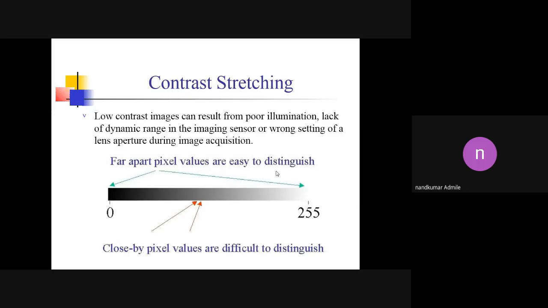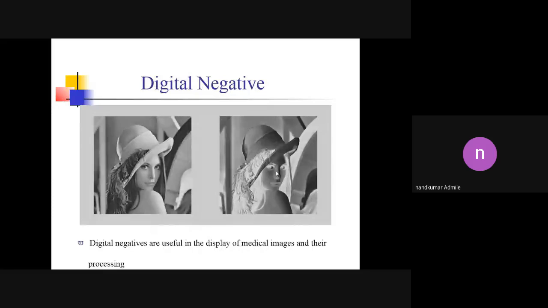The second type of operation is contrast stretching. That point will be covered in our next lecture. In this lecture we just studied the first type of point processing, that is image negative. So, did all of you understand it?